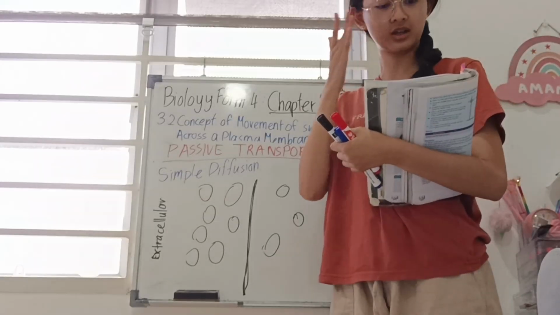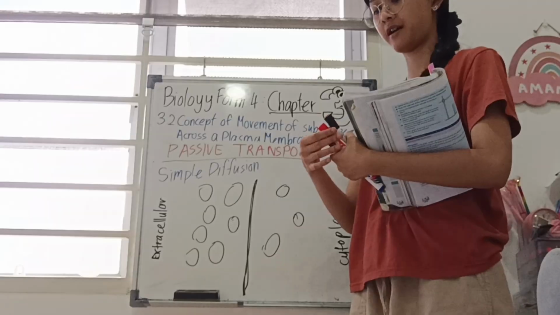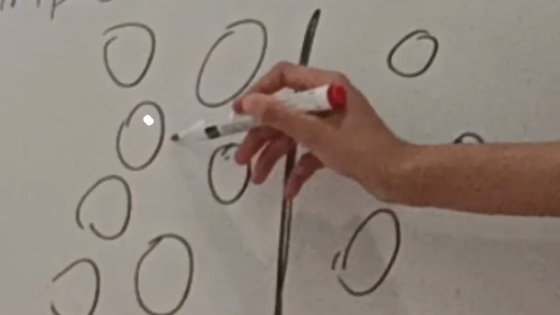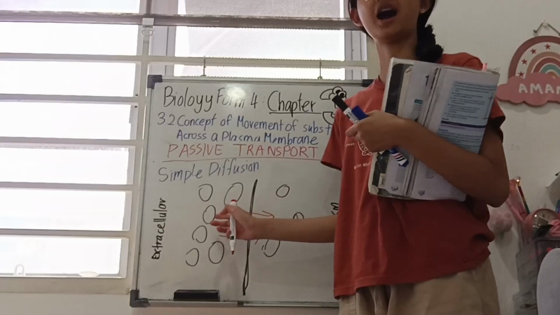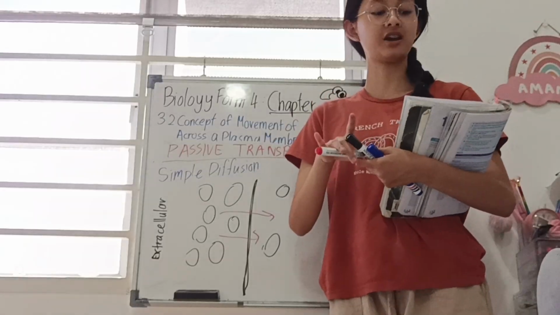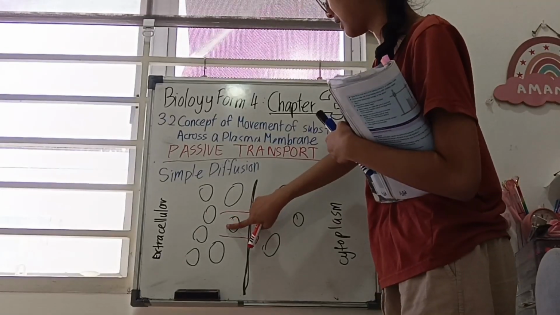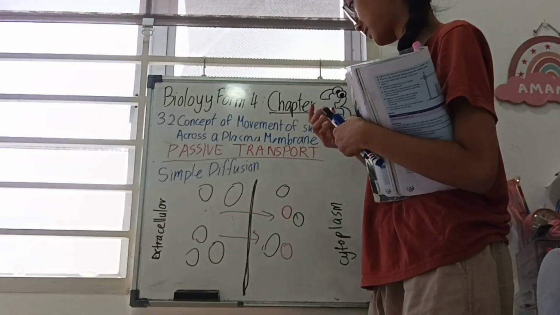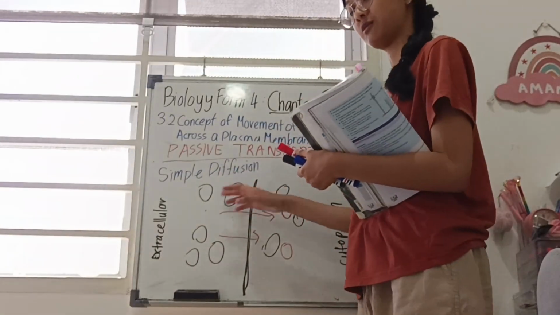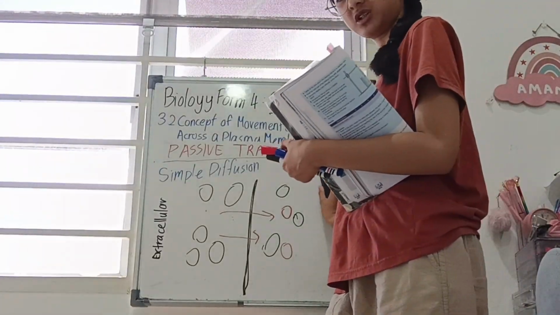So they want the dynamic equilibrium to make it equal. The molecules will move following the concentration gradient from a high concentration area to a low concentration area to achieve the dynamic equilibrium. So it will move here one by one. There, it's already equal. Usually they will just keep going. Okay, that's all for simple diffusion.